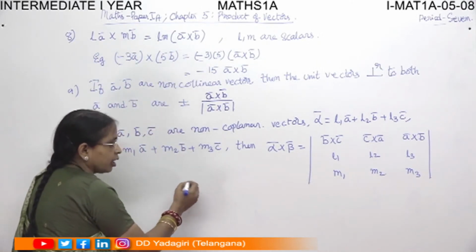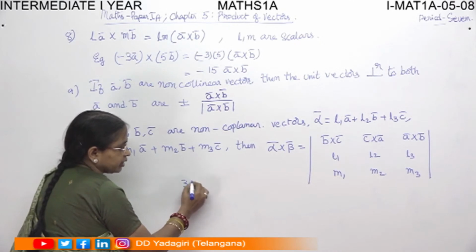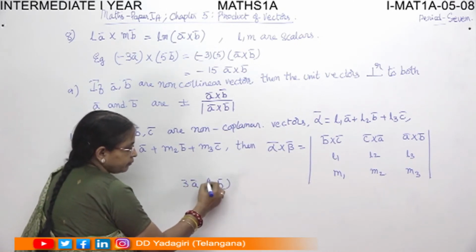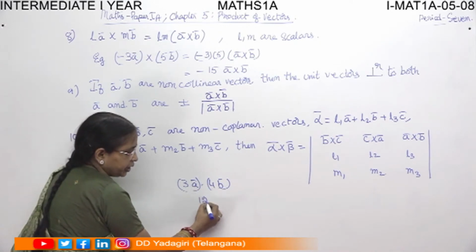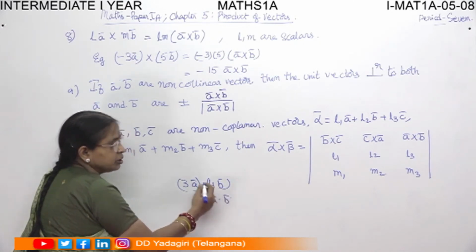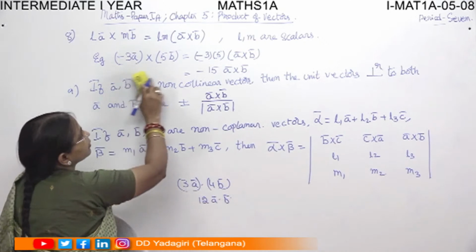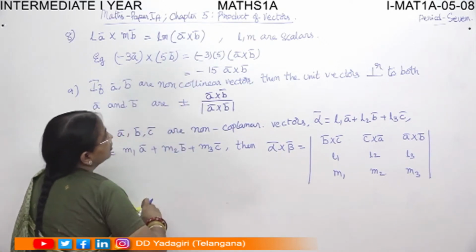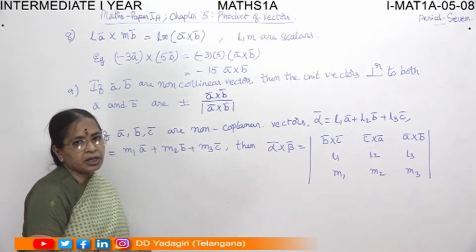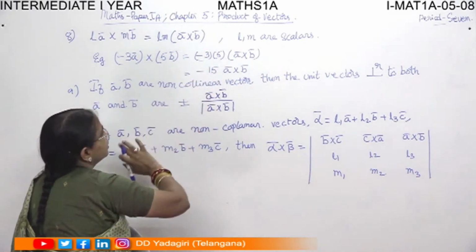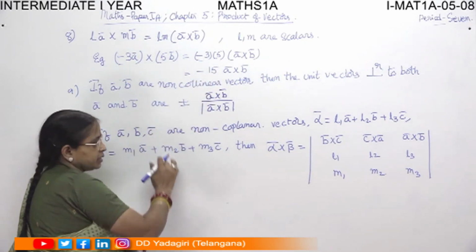Like, in dot products also we have, suppose I have 3A dot 4B. Then we just multiply these numbers, 3 into 4, 12 into A dot B. Like this we write, no? So in the same way here in cross product also it is the same. You just multiply the scalars, that is the real numbers, and then take the cross product between the vectors.